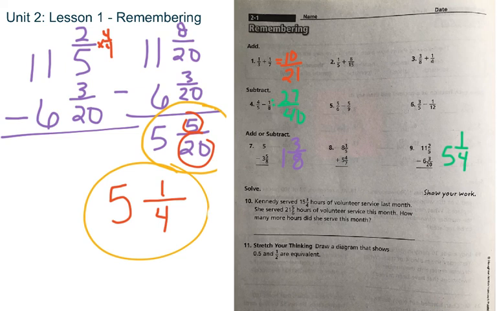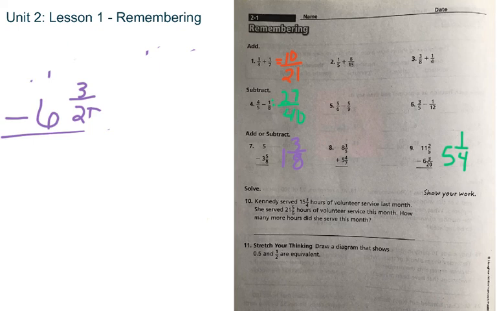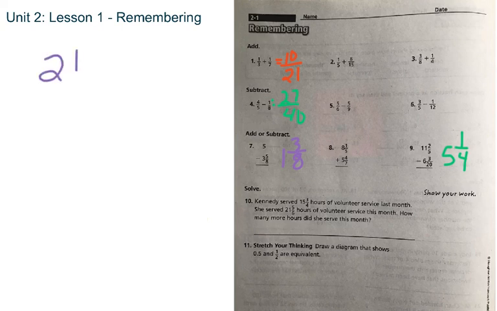We're going to go ahead and look at our word problem. We have a word problem for number 10, and it reads, Kennedy served 15 3/4 hours of volunteer service last month. She served 21 5/6 hours of volunteer service this month. How many more hours did she serve this month? So we're trying to figure out how many more hours this month. That means that you're going to create a subtraction problem. And in your subtraction problem, we have 21 5/6, and from that, we're subtracting 15 3/4.